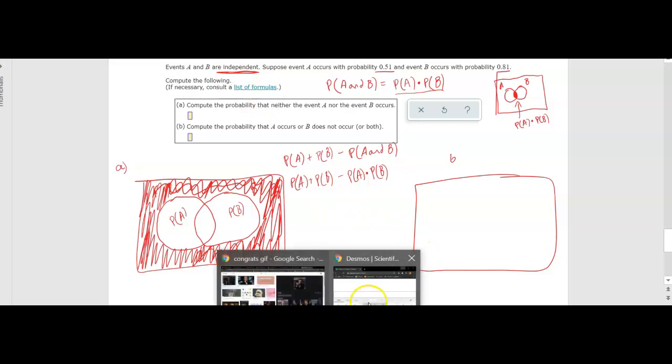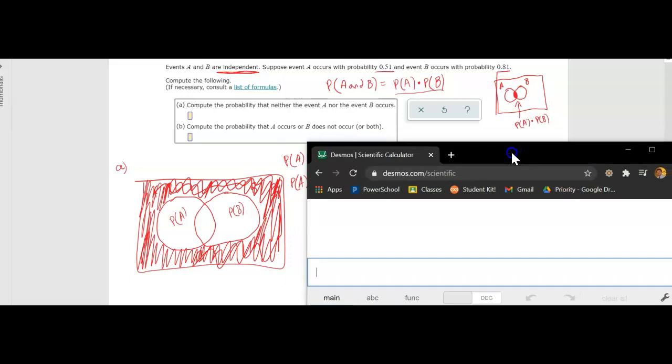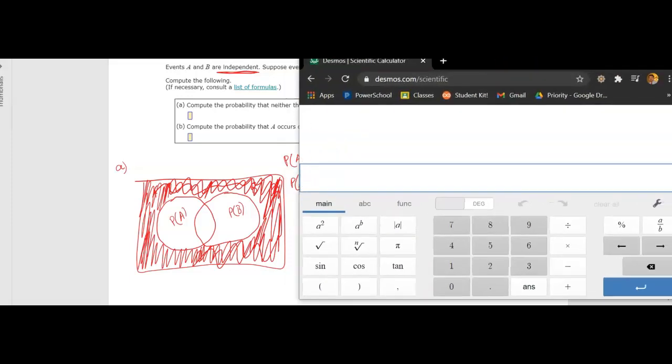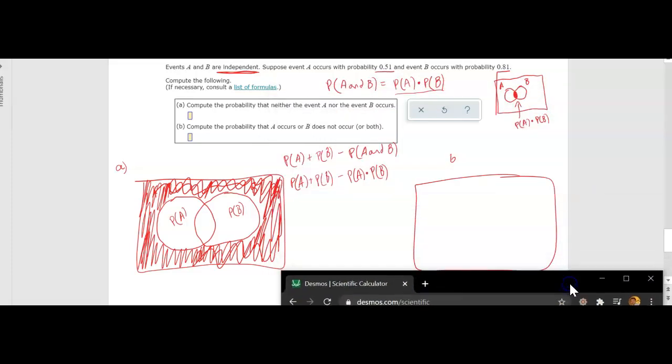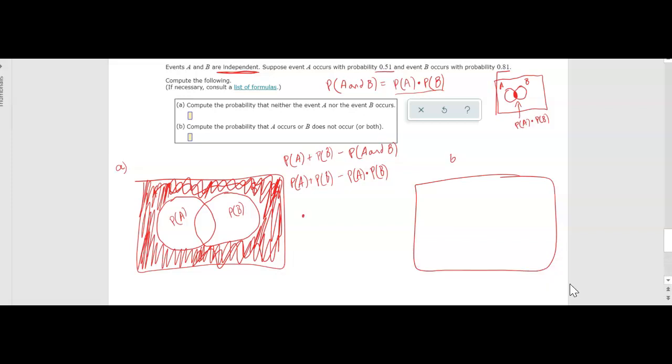So I have my calculator out. Probability of A is 0.51. The probability of B is 0.81. But then we need to subtract the probability of A times the probability of B. And in this case, we get 0.9069. So this is equal to 0.9069.